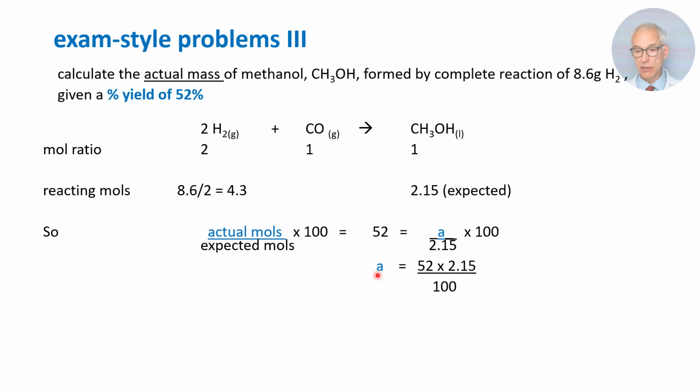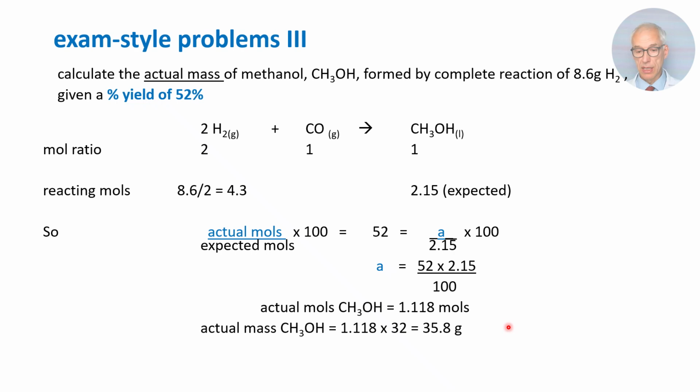So A, rearranging, is 52 times 2.15 divided by 100. So the actual moles of methanol that is formed is 1.118. But we're asked for the actual mass of methanol. So the final step is to convert the moles of methanol by multiplying by the molar mass. 12, 3, 16, and 1 comes to 32. So the actual mass of methanol achieved is 35.8.